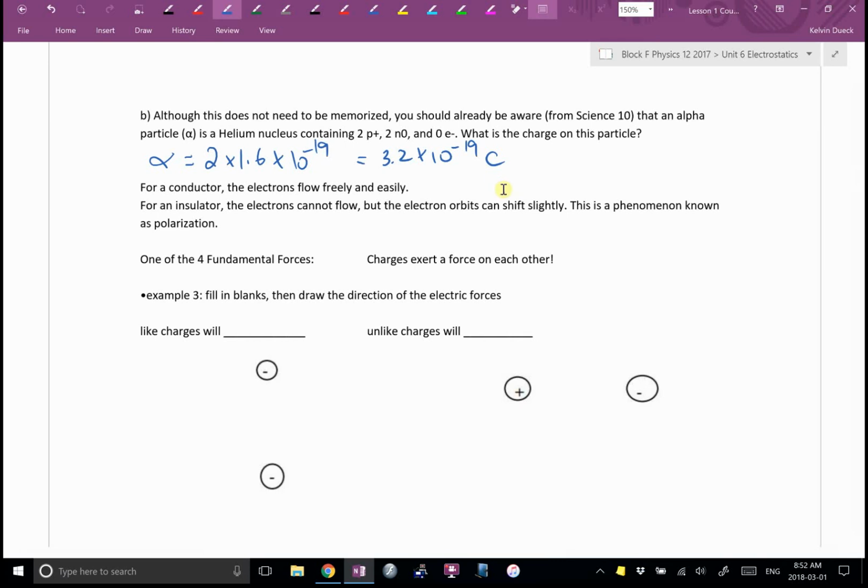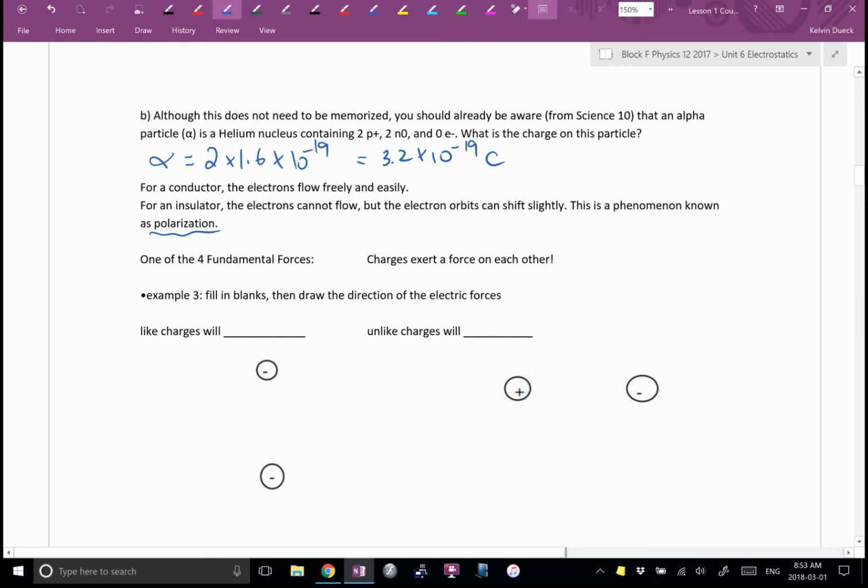For a conductor, electrons flow freely and easily. For an insulator, the electrons can't flow, but the electron orbits or shells can shift slightly so that you get a higher grouping of negatives in one area, and by definition then you must have a smaller grouping of negatives, more positives, in the other area. We call this polarization. Even though the overall charge of the object is still neutral, we can shift the shells around enough to have one area more positive and one area less positive. So that's what polarization is.